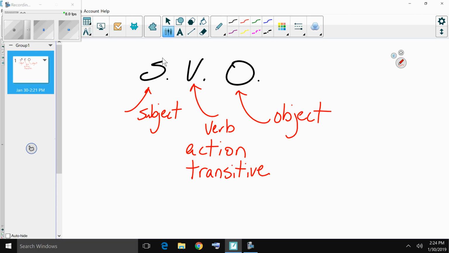Okay. So will all sentences be in this pattern, subject, verb, object? No. But this is the most common. Okay? So we're going to focus on this and then move in either direction. We're going to focus on subject, verb, object, but then we're going to be able to look at sentences without an object and an intransitive action verb. We're also going to be able to look at sentences that have linking verbs. But this is where we're going to begin.